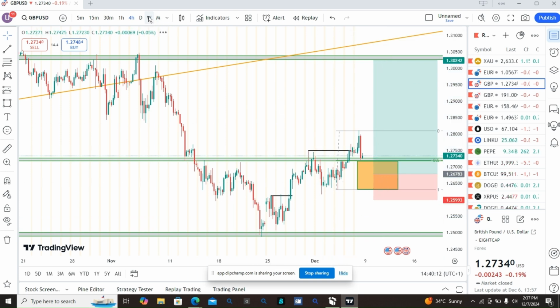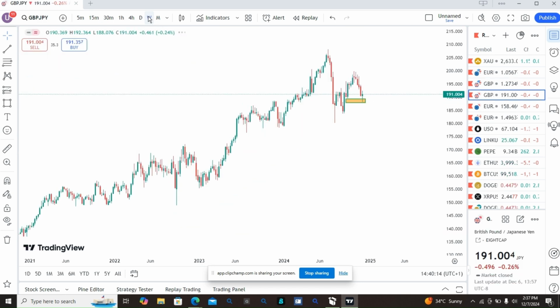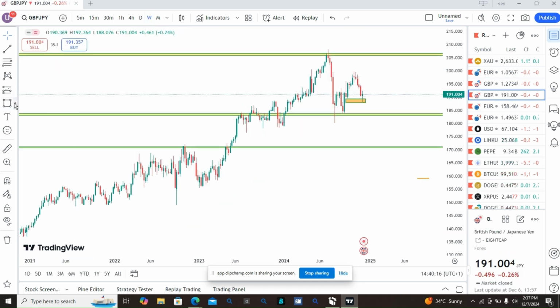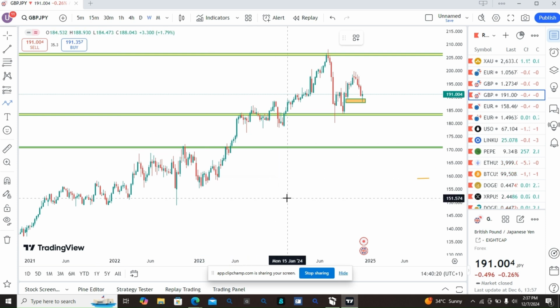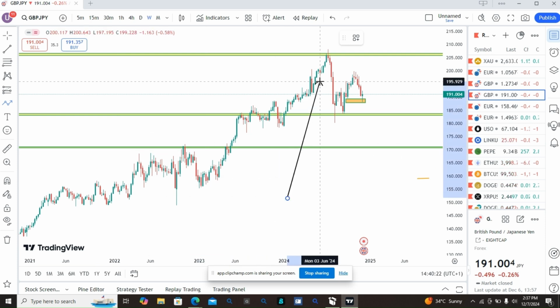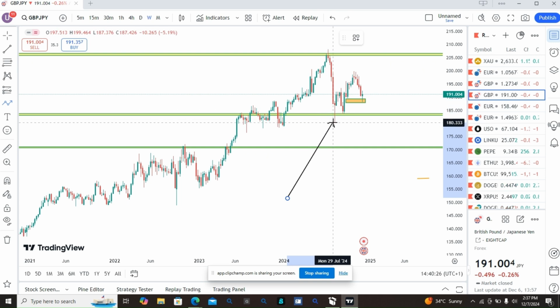So next pair on the list is GBP JPY. So GBP JPY is reacting to this zone now. After pushing up, this is the weekly time frame. After pushing up, creating this higher high, price pushed down here. Now it pushed up again to this zone, but it couldn't continue the push. It lost momentum and price came down to this zone now.